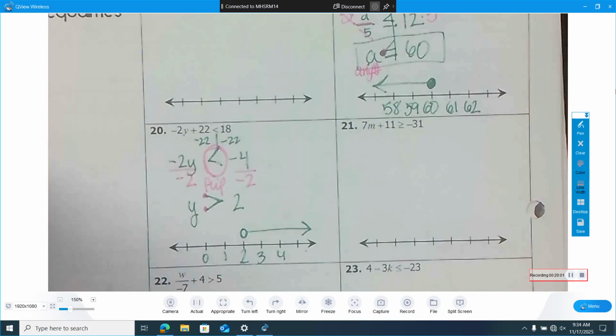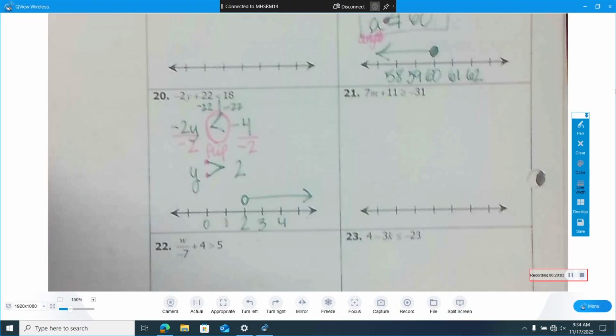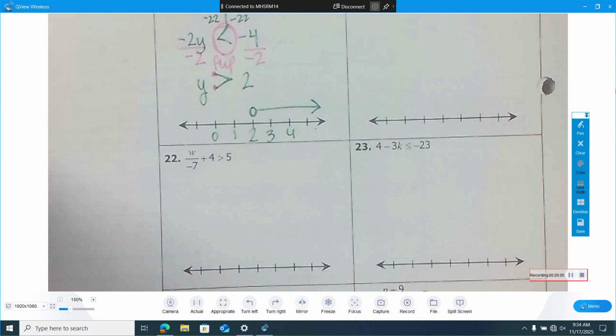All right, how you doing? You doing okay? All right, let's look at number 22.